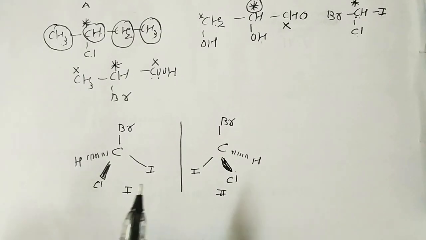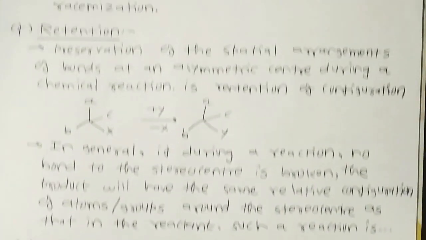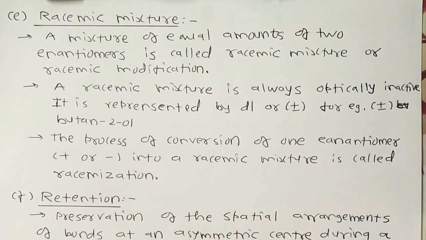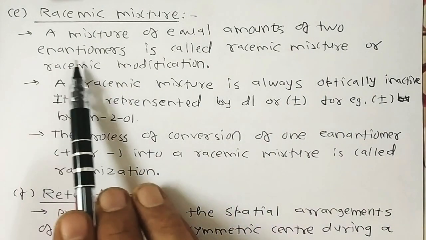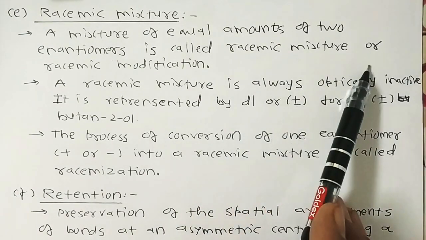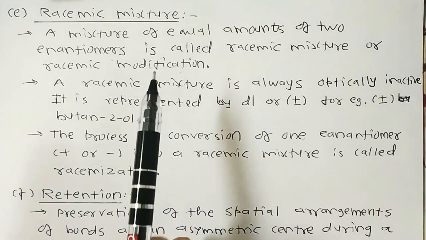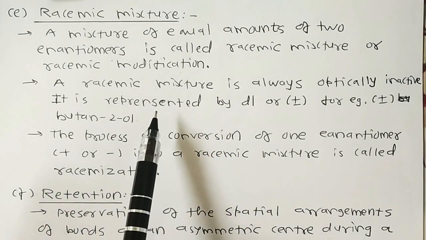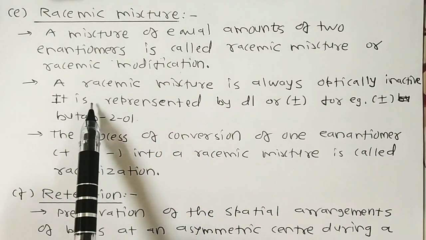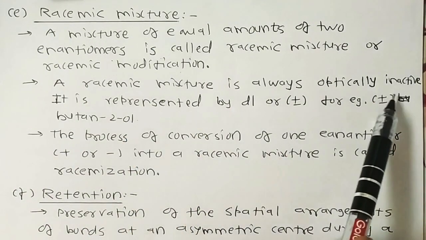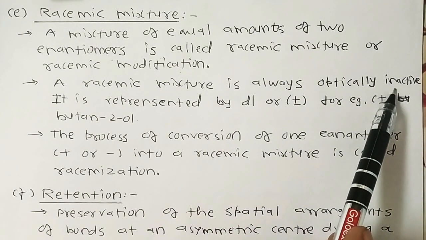So this is all about the enantiomers. Then we have to switch over to another portion called the racemic mixture. So what is the meaning of racemic mixture? A mixture of equal amounts of 2 enantiomers is called a racemic mixture or racemic modification. Once again, a mixture of equal amounts of dextro and levo of the same structure is called a racemic mixture. A racemic mixture is always optically inactive even though it has a chiral carbon. Why?